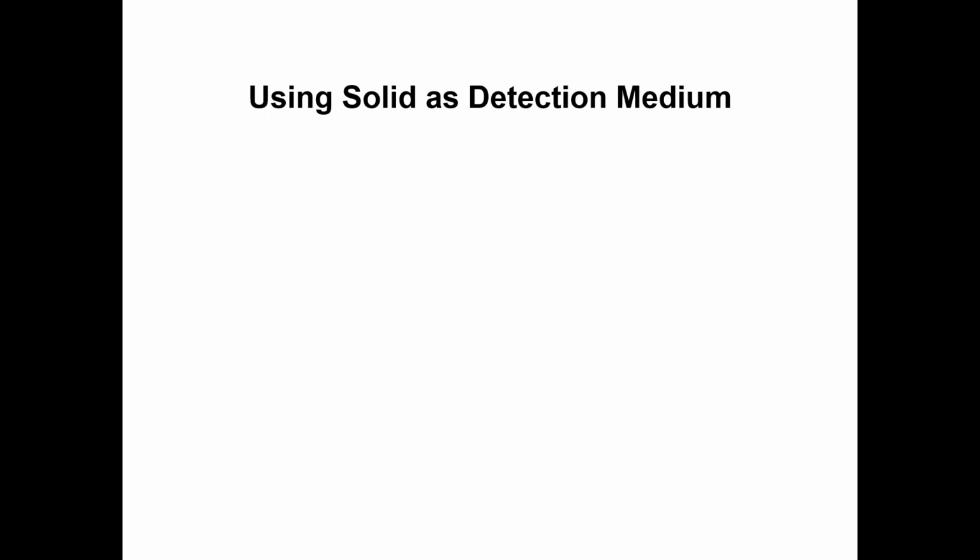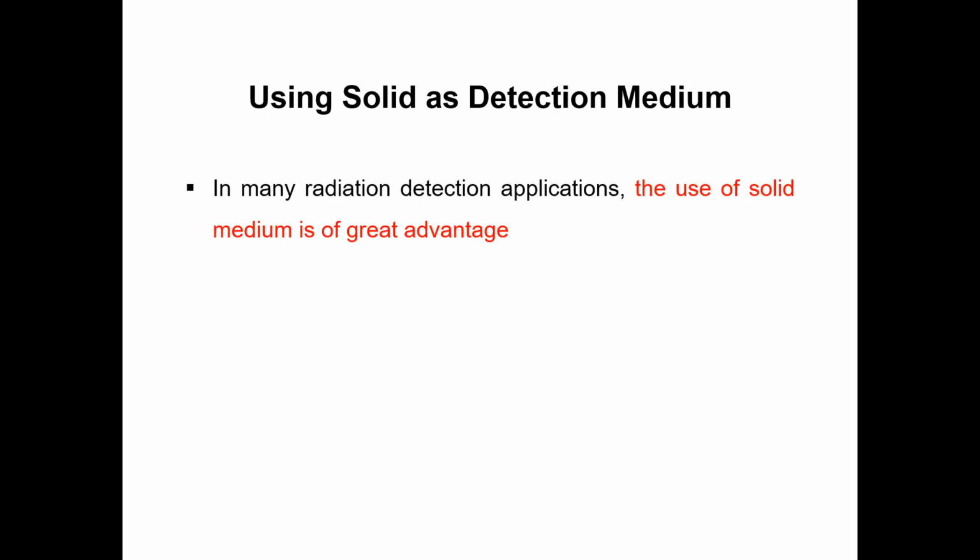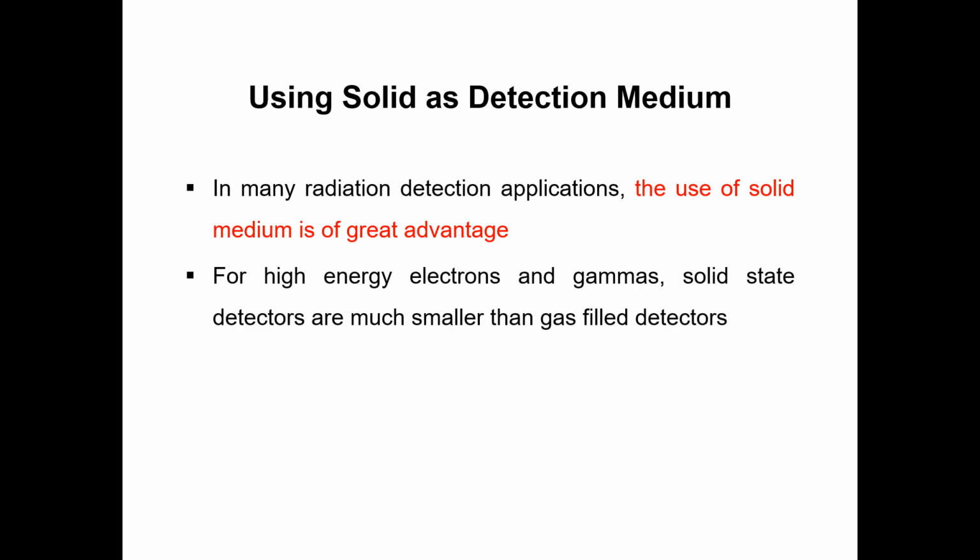So when we are using a solid as a detector medium, what actually happens in this kind of detector? In many radiation detection applications, the use of a solid medium is of great advantage. For example, for high energy electrons and gamma radiations, solid state detectors are much smaller than gas filled detectors. One advantage of the solid state detector is that it has a smaller size as compared to the gas filled detectors.